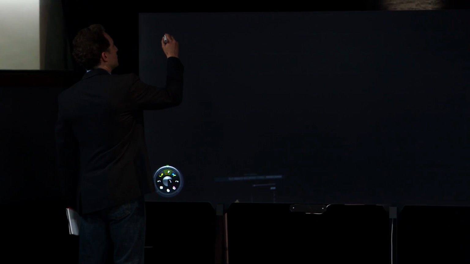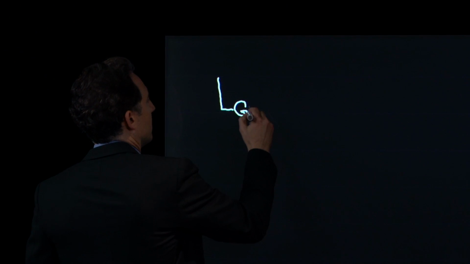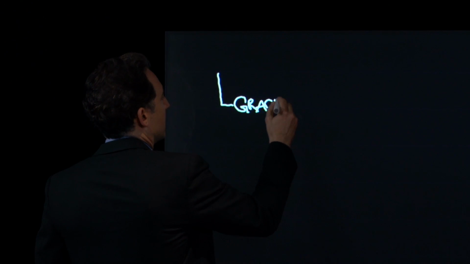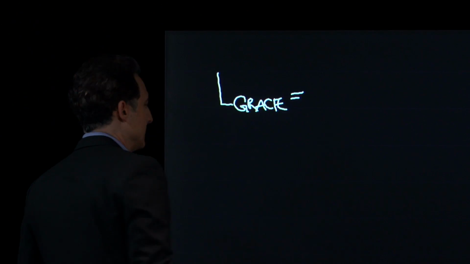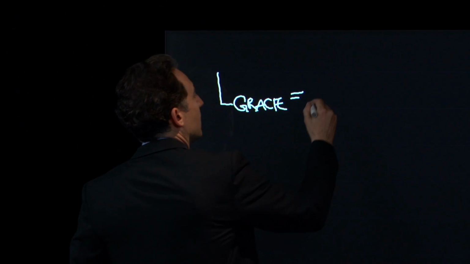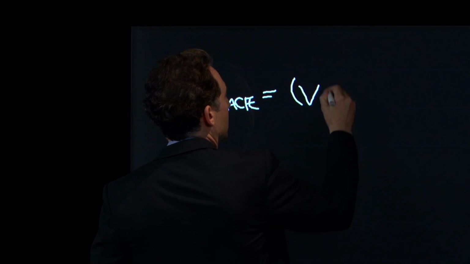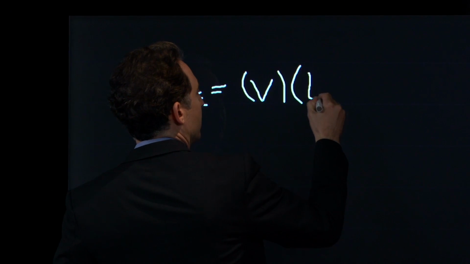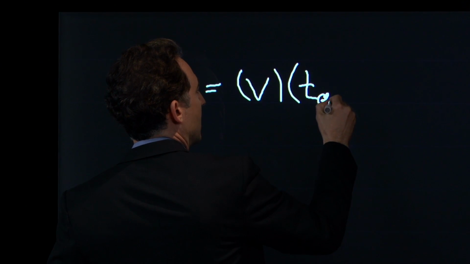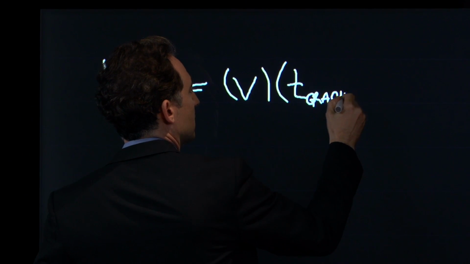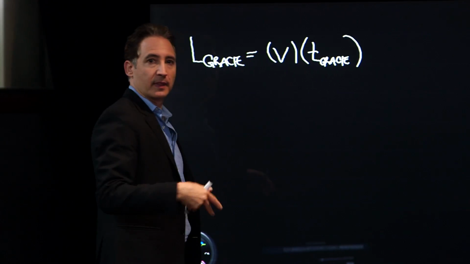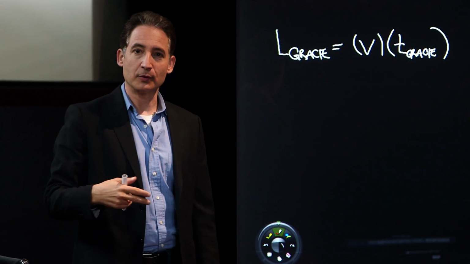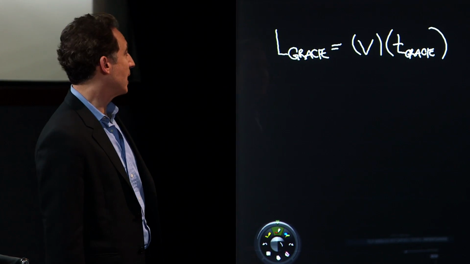OK, so again, what's Gracie's approach? She simply says that the length of the train is equal to the product of the speed of the train times the amount of time, according to her, I'll call this T Gracie, the amount of time on her watch between when the front of the train passes her to when the end, the back of the train, passes her.